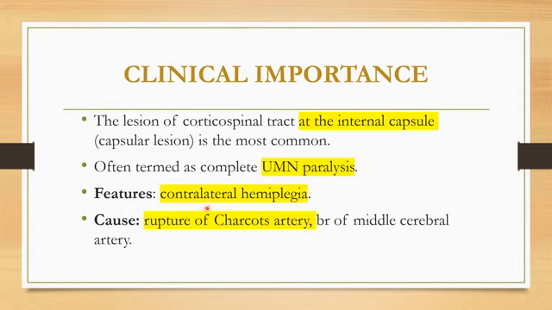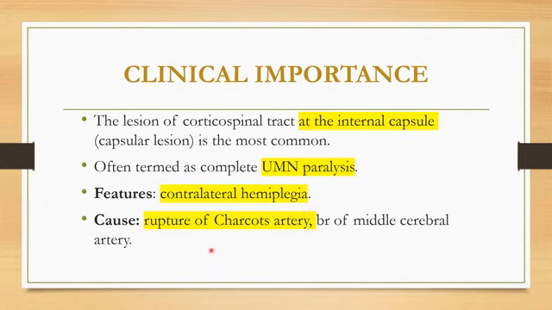Why the opposite side? Because the fibers are crossing. The lateral tract fibers cross at the pyramid and the anterior tract fibers cross at the spinal cord. So anyhow, the fibers originating from the right side cross to the opposite side. That's why the features are seen on the opposite side of the body. If the lesion is on the right side, the features seen are on the left side. So this is contralateral hemiplegia.